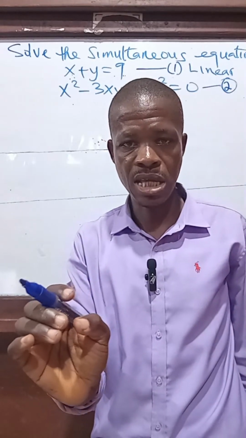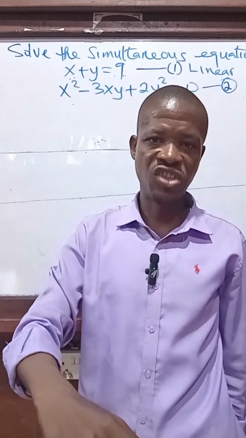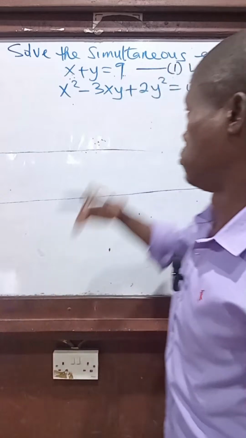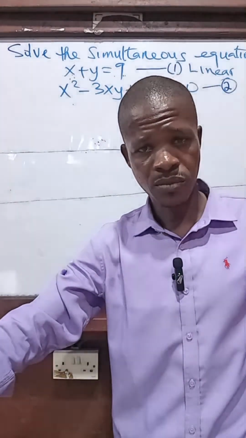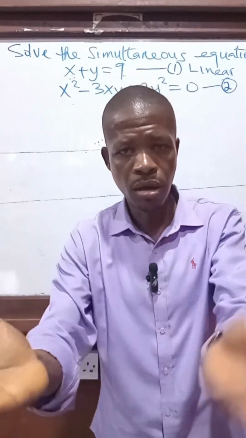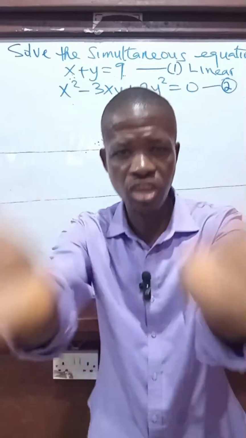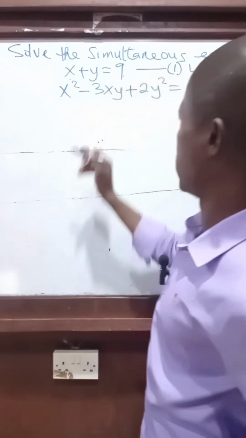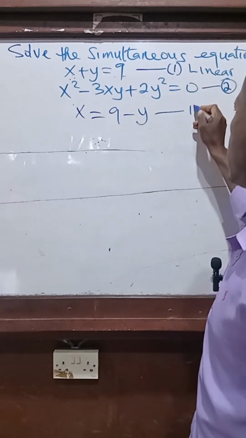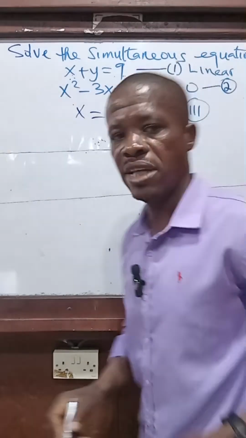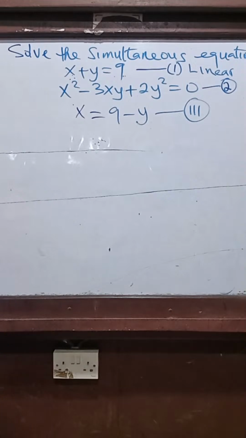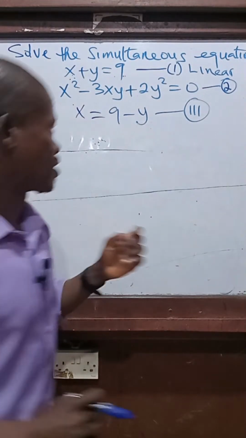Equation 2 is complex. It's quadratic. Make a new equation from the linear equation. You could make x the subject, or at the same time, make y the subject. The ball is in your court, the choice is yours. Let's make x the subject and call it equation 3. Give it a name, equation 3.